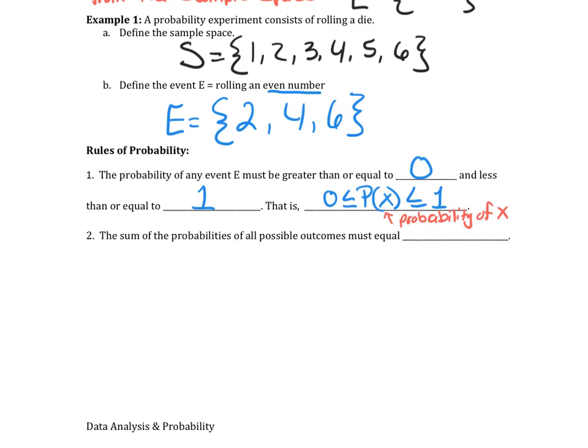And then when we have the probabilities of all of the events in our sample space, the sum of those probabilities must equal 1. So if we add together all the probabilities from a probability experiment, they have to equal 1.